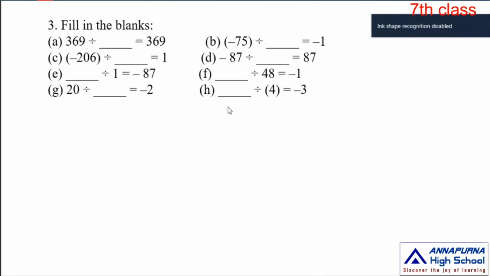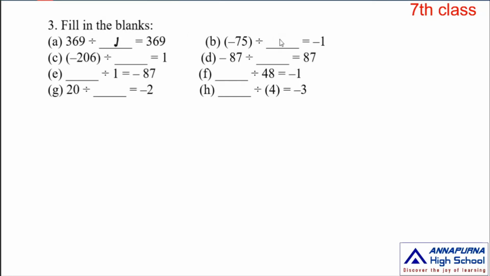So fill in the blanks. Here 369 divided by dash is equal to 369. As we know the divisibility rules, you just fill in the blanks. The quotient of an integer divided by 1 is the same integer only. If you divide any integer by 1, we'll get the same integer. Therefore, what is the divisor? 1.